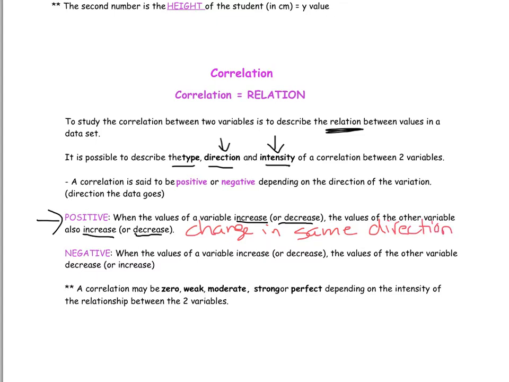That makes it positive. Negative, well, if one is increasing, then the other is decreasing. Or vice versa. If one decreases, then the other is increasing. The point being that they change in different directions, or opposite directions. And finally, a correlation can be zero correlation, so no correlation at all. It can be very weak. It can be moderate, so of course sort of in the middle. It can be strong, or it can be very perfect. And we'll be looking at different ways of figuring out what the intensity is of the correlation.